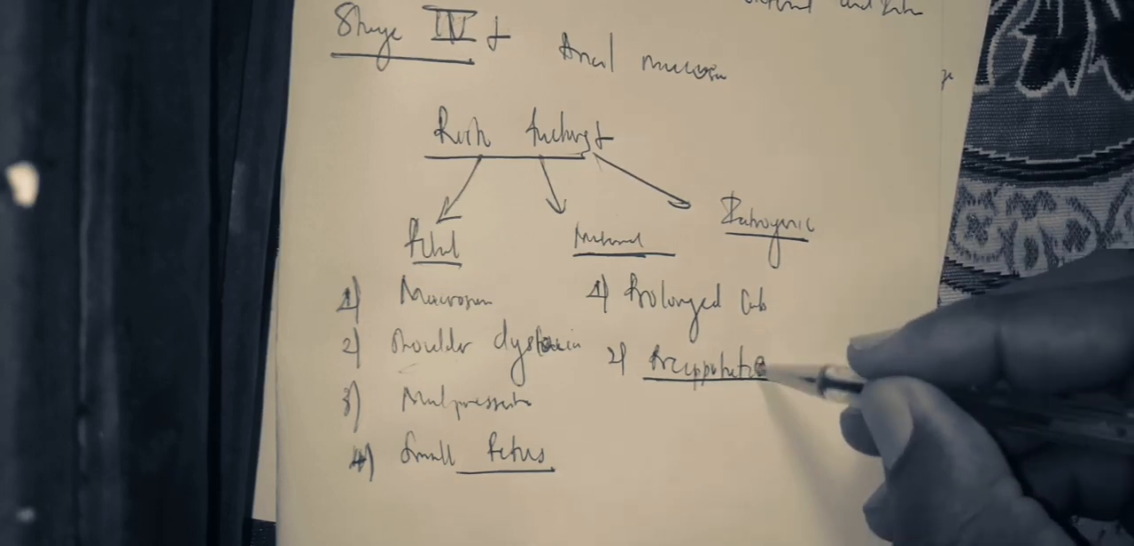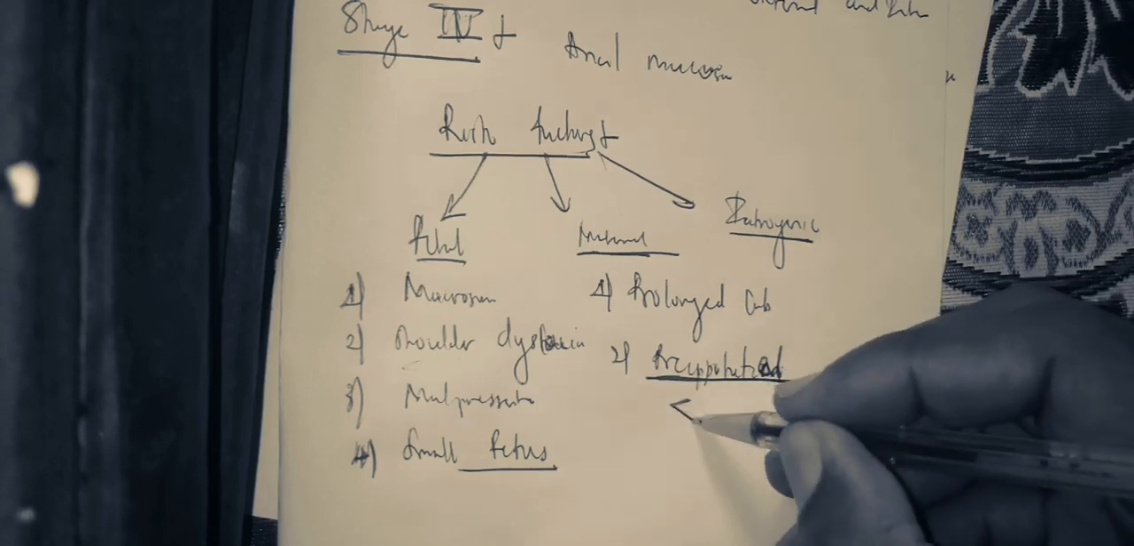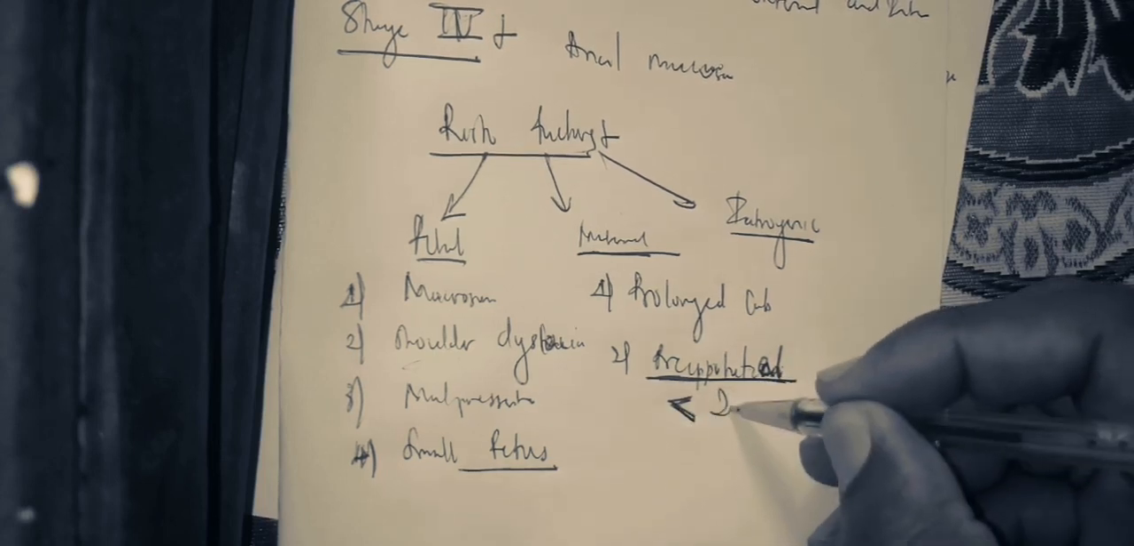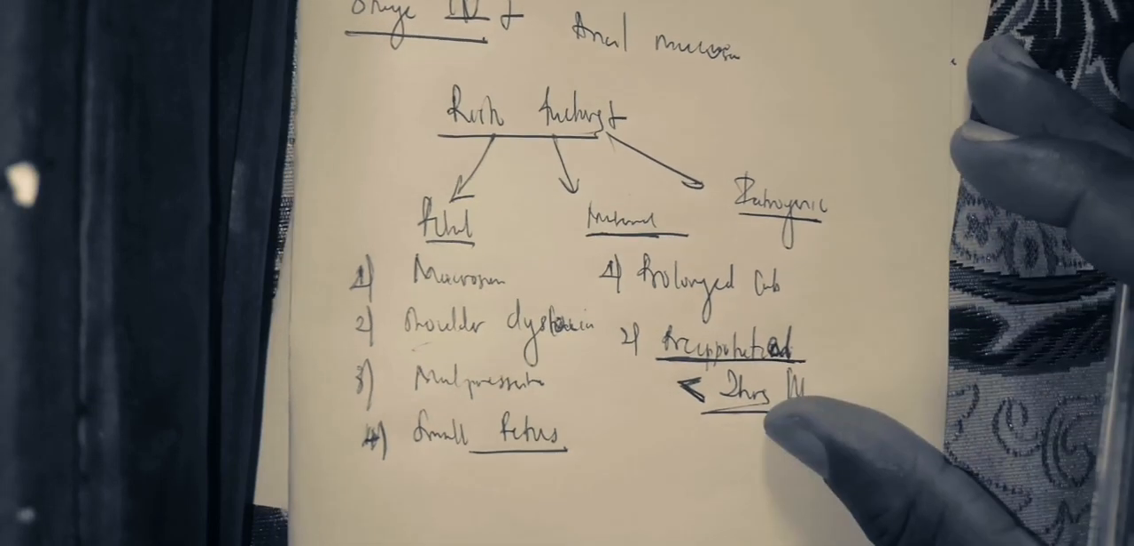So that's precipitated labor. Precipitated labor is when the second stage of labor occurs in less than 2 hours. If you have labor occurring in less than 2 hours, it's precipitated labor. Is it clear?